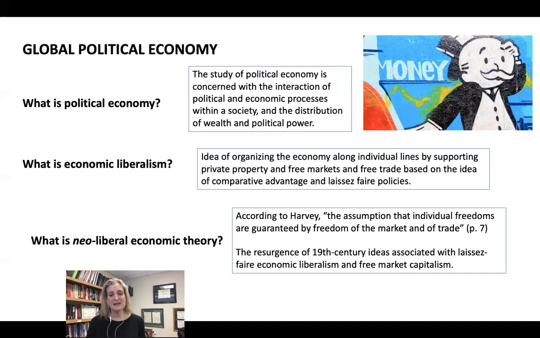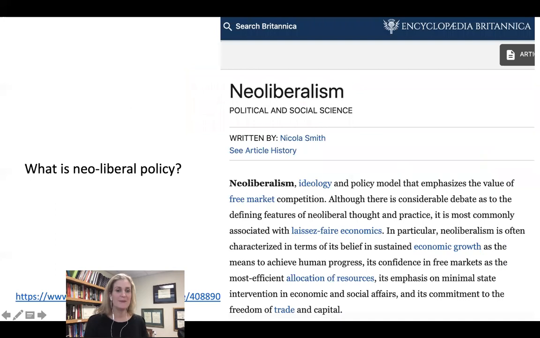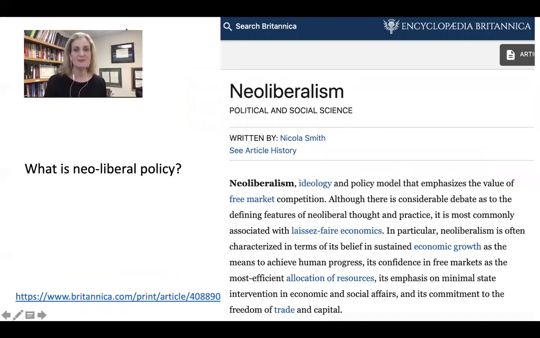But really, basically, the most important definition that I have for you here is that neoliberal economic theory is the resurgence of 19th century ideas associated with laissez-faire economic liberalism and free market capitalism in the period of the 1970s to 2008, 2010. Okay, so you've got a couple of definitions for you there. They're all great. You just need to be able to explain these ideas.